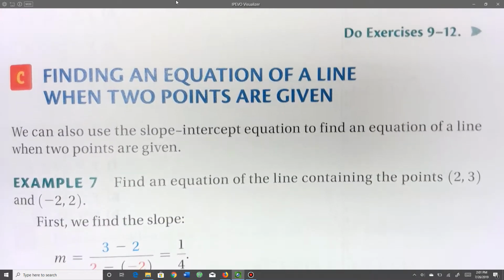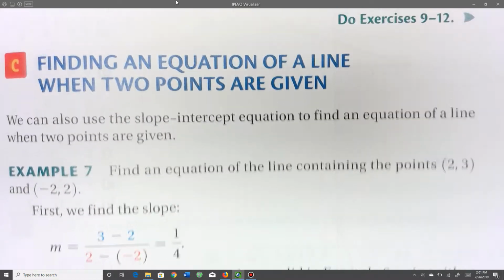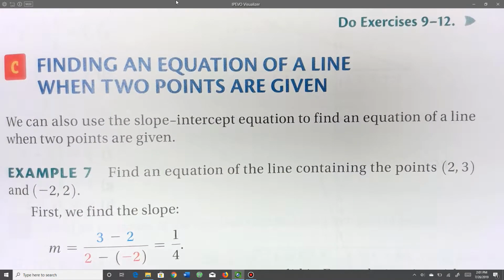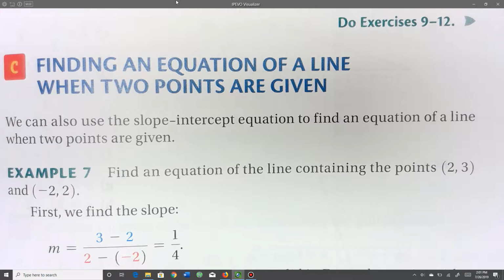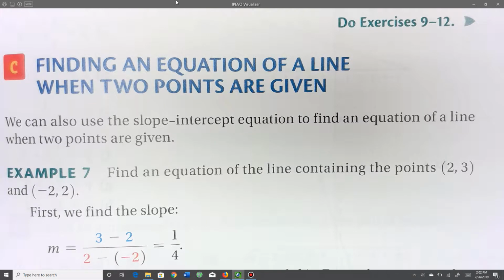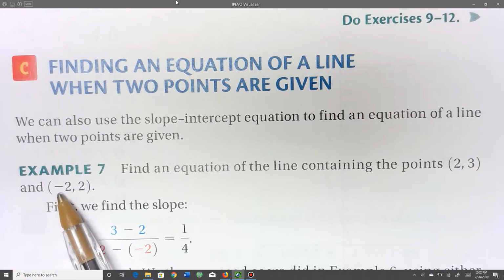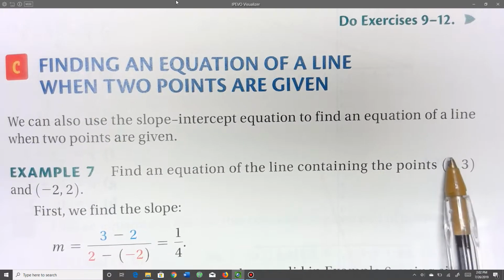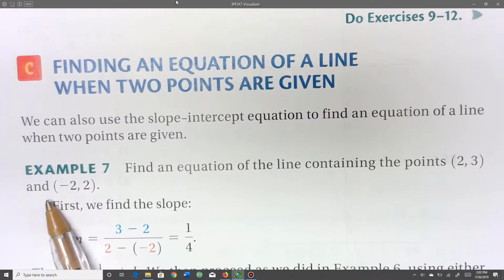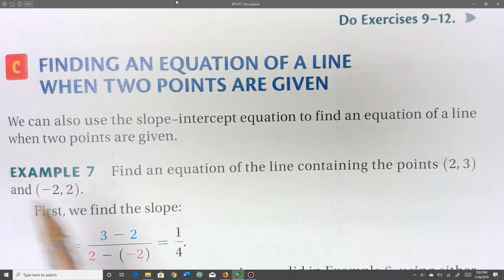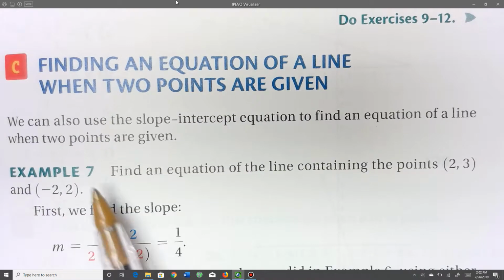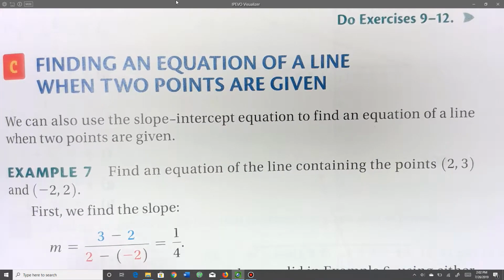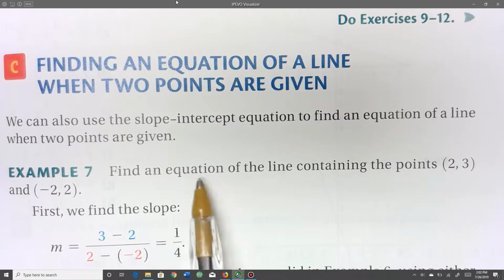example 7 here, and let me fold my paper here really quick. For example 7, we need to find an equation of the line again. Let's find an equation containing the points (2, 3) and (-2, 2). Notice that they did not give us the y-intercept or the x-intercept for that matter, because we don't have any zeros here. And they didn't give us the slope either.